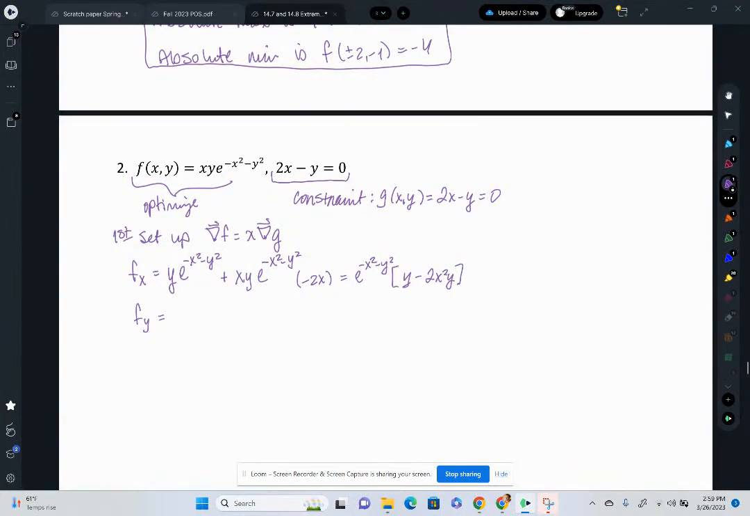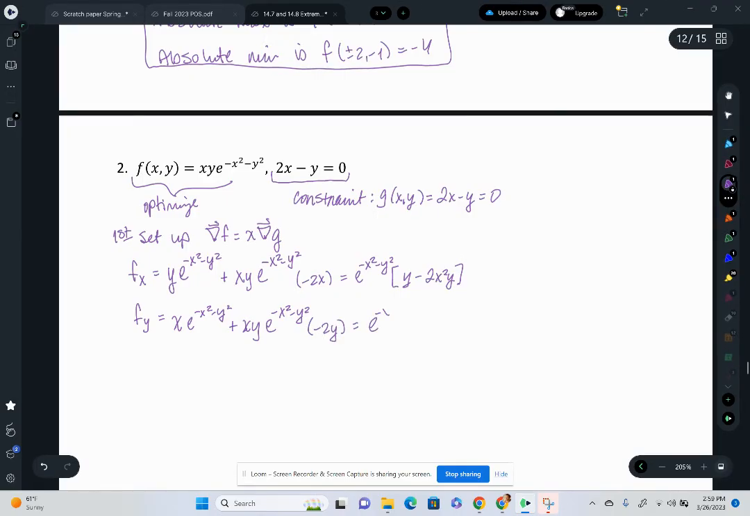So the derivative of y is 1. That leaves me x e to the negative x squared minus y squared plus xy times the derivative of our exponential with respect to y, which gives us our exponential to the negative x squared minus y squared times the chain rule, which gives us a negative 2y. Again, I'm factoring out the e to the negative x squared minus y squared and leaving behind an x minus 2xy squared.